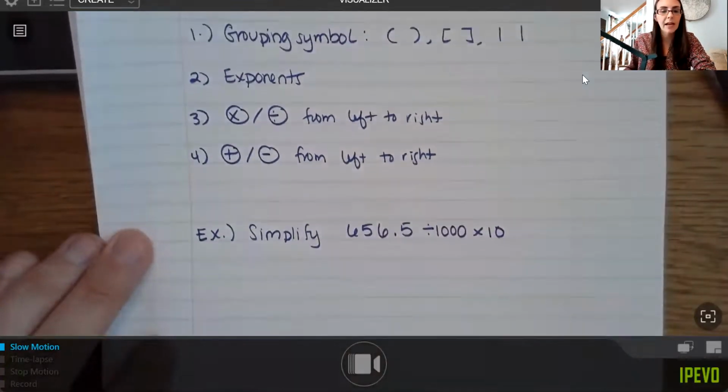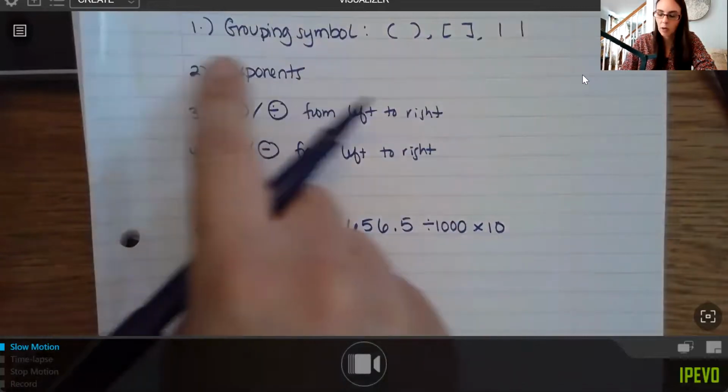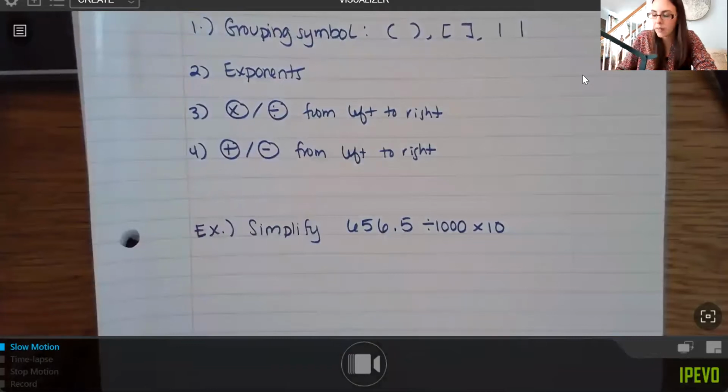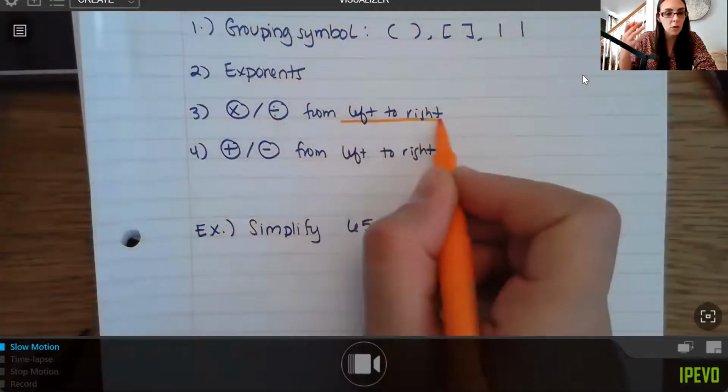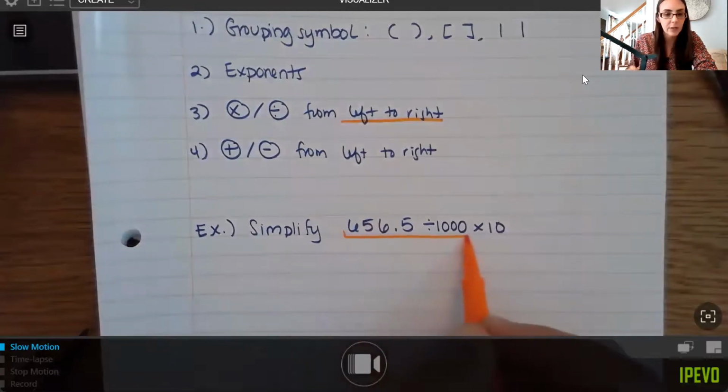So here we're going to simplify 656 and 5/10. We're going to divide it by 1,000 and multiply it by 10. So first of all, I don't have any grouping symbols or exponents, so I'm going right into step 3, which is multiplication and division. It's really important there that you work from left to right. So you do whatever comes first. So in this case, I am going to divide first.